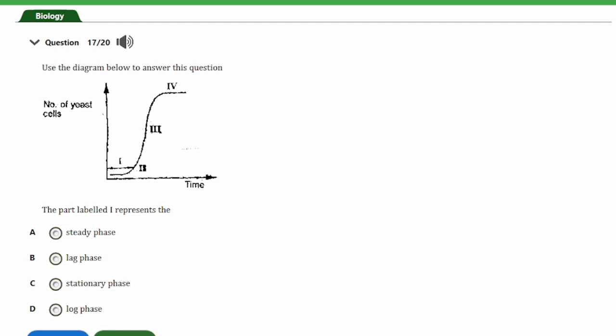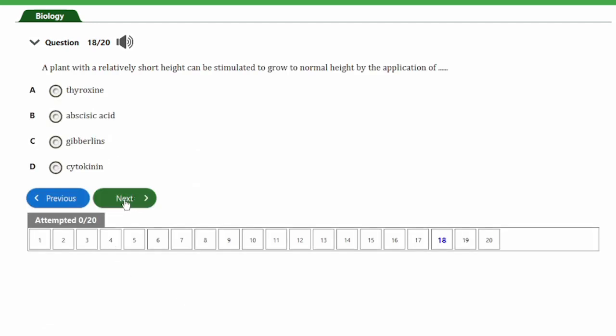The question says the part labeled I represents the A, steady phase, B, lag phase, C, stationary phase, and D, log phase. So guys, the answer to this question is option B, and that's the lag phase. So let's look at the next question, and that's question number 18.